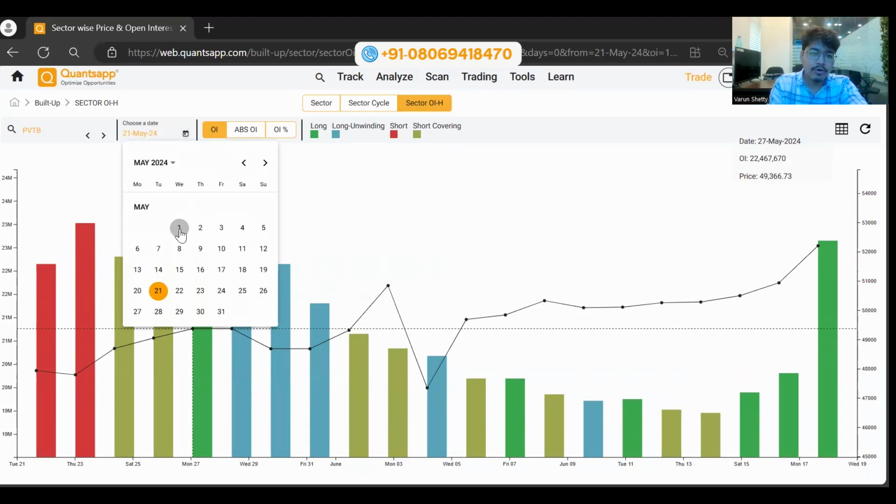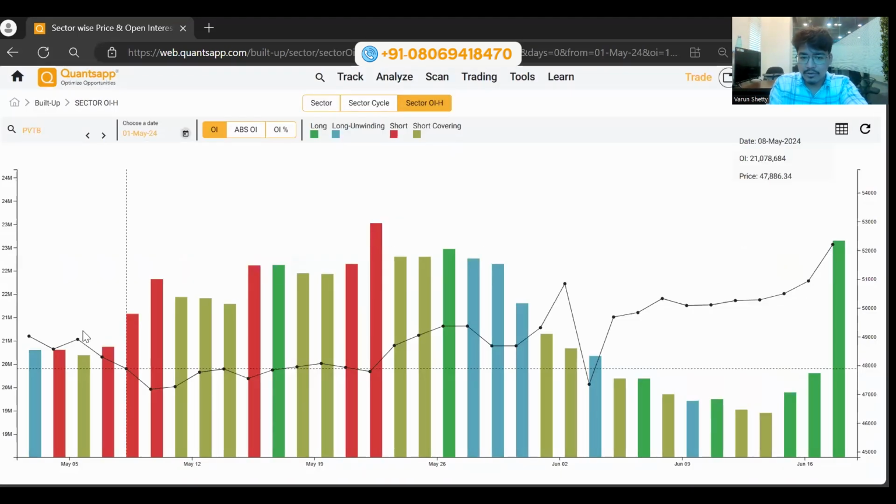Let's look at the data for the past few days. Okay, there was short and short covering. Now it has switched towards long and long unwinding. Hence, the price is increasing, right? Continuously increasing. Today, private banks has given a breakout. You can clearly see that this high was broken. So there's a very good increase in price. So this is how you use it.